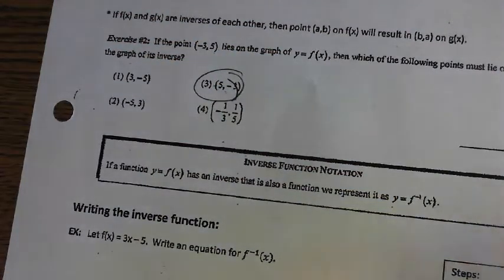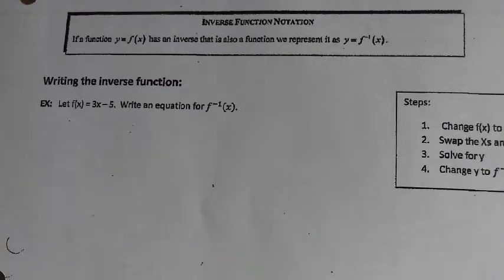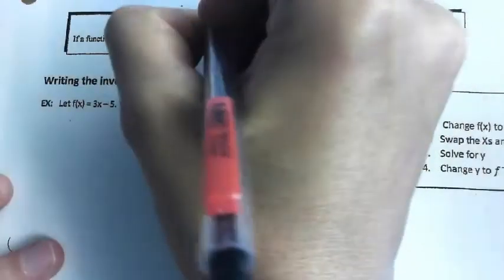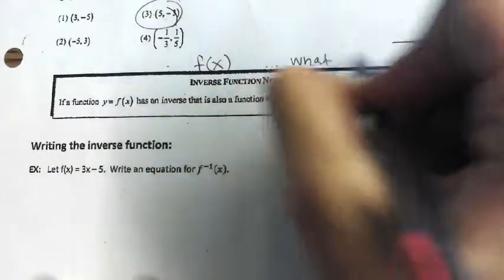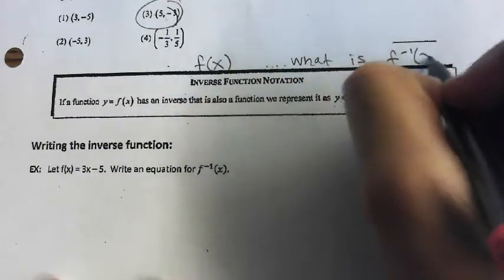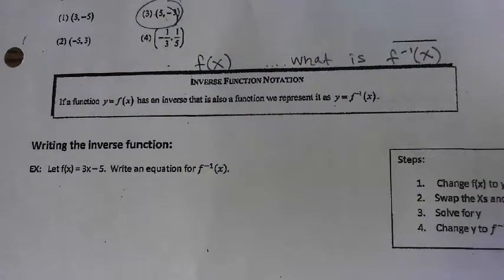Okay? All right. Notation. So a lot of times they won't actually use the word inverse. Okay? They'll say, here's your function f of x, and they'll tell you what it is. And they'll say, what is f to the negative first power of x? It's not an exponent. It's just the notation that means the inverse of f of x.